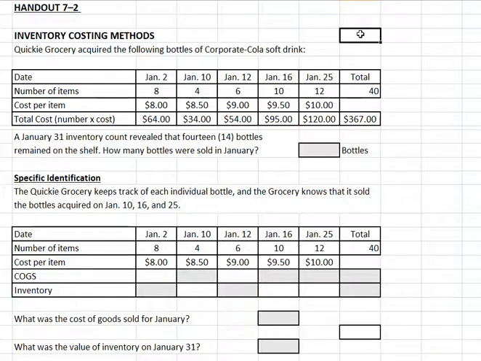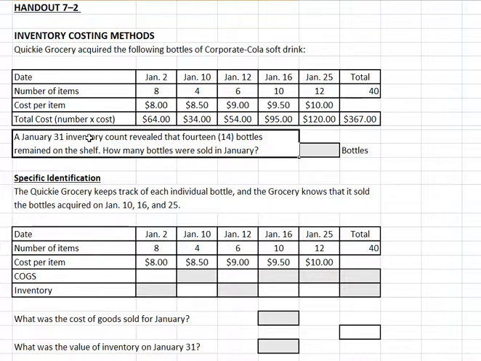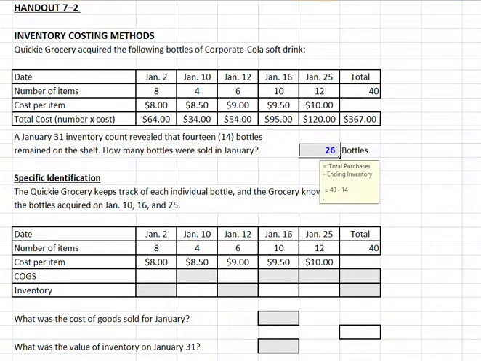In terms of bottles left over, an inventory count shows that we've got 14 bottles on our shelf at the end of January. That means that we must have sold 26 bottles. That's the 40 we acquired minus the 14 in ending inventory. The first way we're going to assign a cost to those 26 bottles that we have sold is we're going to assume a cost flow assumption of specific identification.